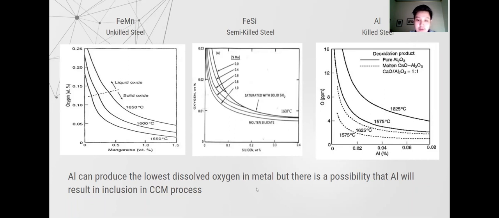But then, even though aluminium can produce the lowest oxygen content, the addition has to be evaluated strictly, since there is a possibility that aluminium will result in inclusion in the continuous casting machine process. Aluminium can be added around 0.03 until 0.04%, where the oxygen content is already relatively low enough to minimize the possibility of inclusion. Next.